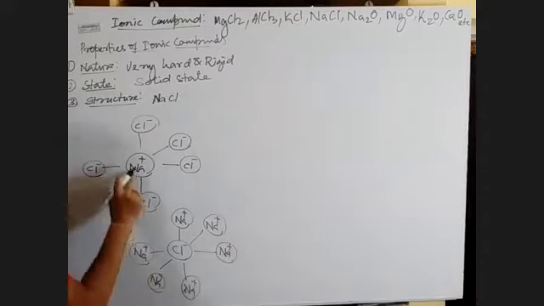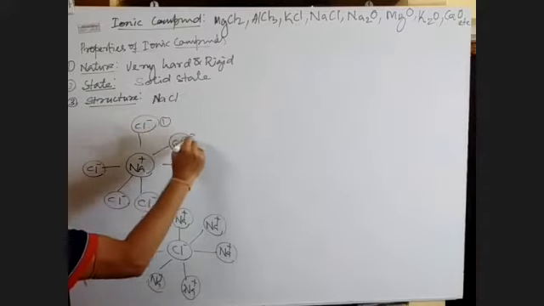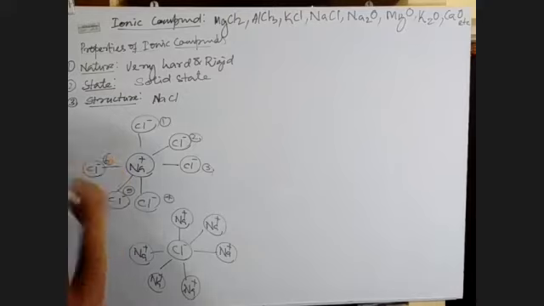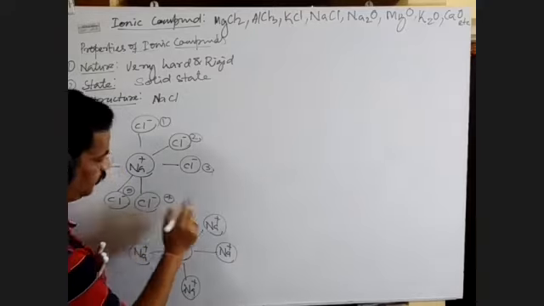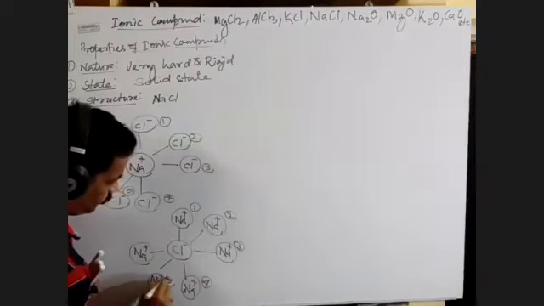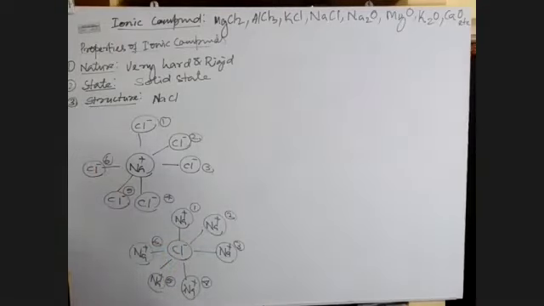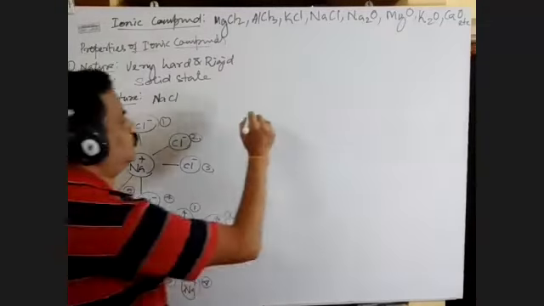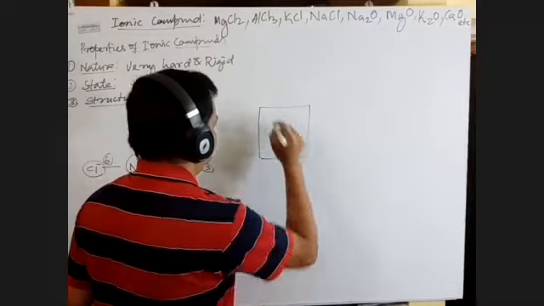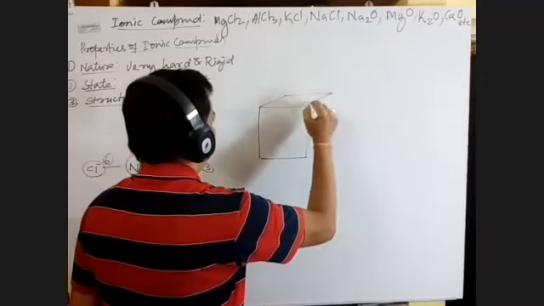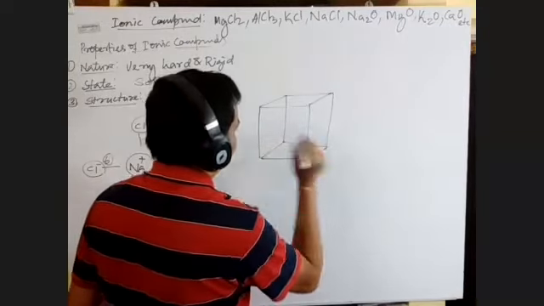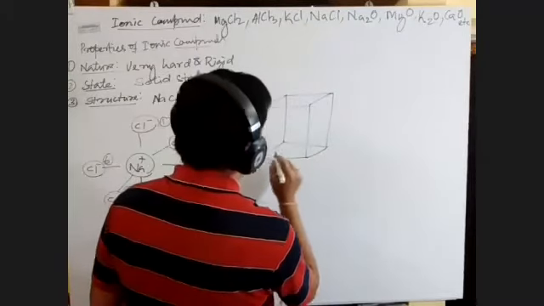Each sodium ion is surrounded by one, two, three, four, five, and six chlorine ions. And each chlorine ion is surrounded by one, two, three, four, five, and six sodium ions. So that gives rise to a crystal like this. This is a simple cubic crystal. This is called a crystal lattice. We call it a crystal lattice.